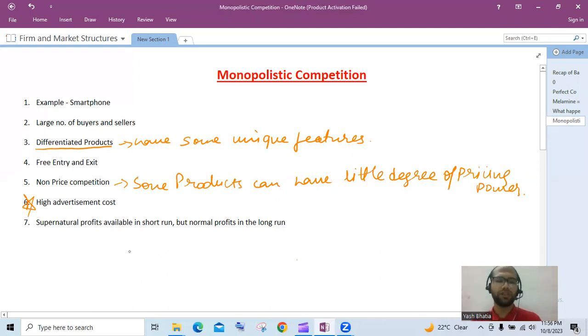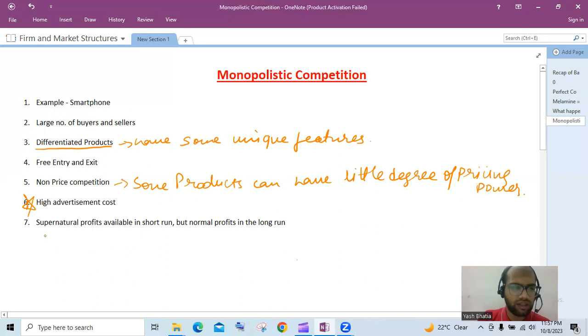Now, another point is profits. In the short run, due to product innovation or improvement in quality, it is possible that some players might earn supernormal profits. But in the long run, every player in monopolistic competition will earn normal profits.